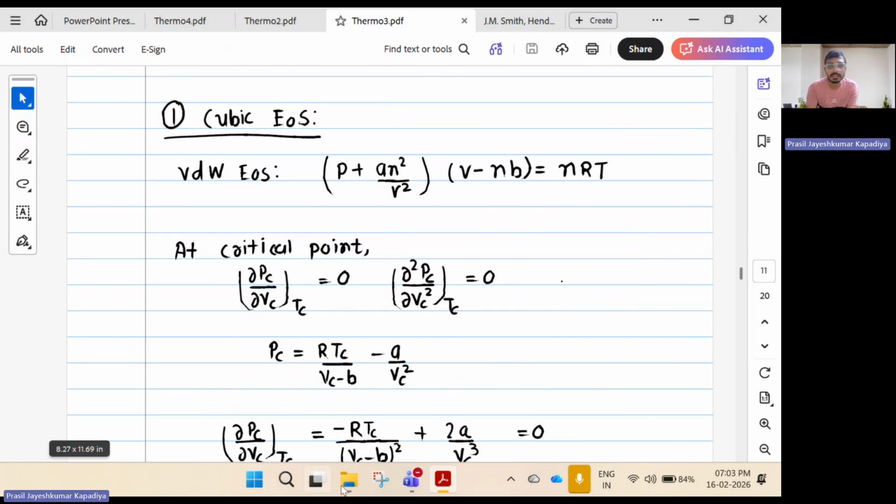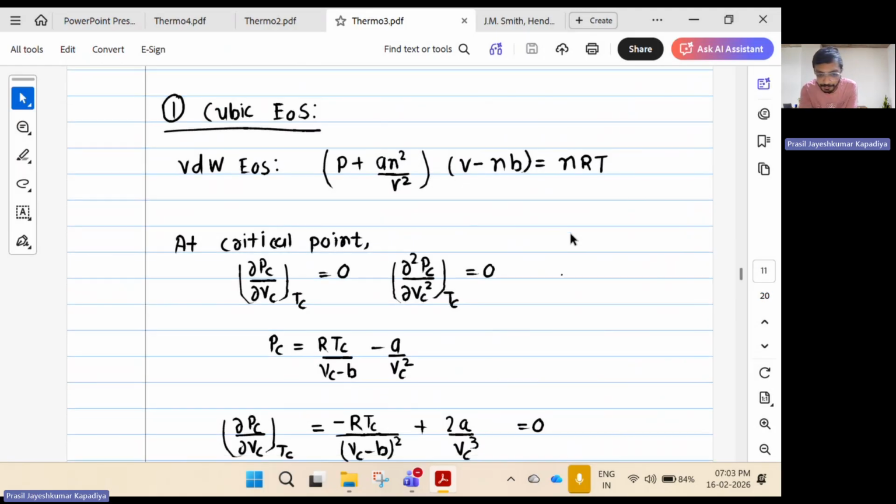So we had written this equation: (P + A/V²)(V − B) = RT. In terms of the critical point, PC = RTC/(VC − B) − A/VC². And we know that at the critical point, ∂PC/∂VC at constant TC is equal to 0, and ∂²PC/∂VC² at constant TC is equal to 0.